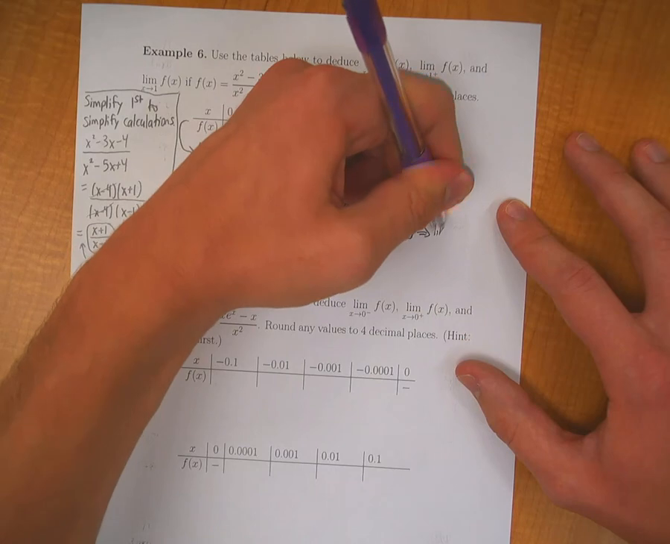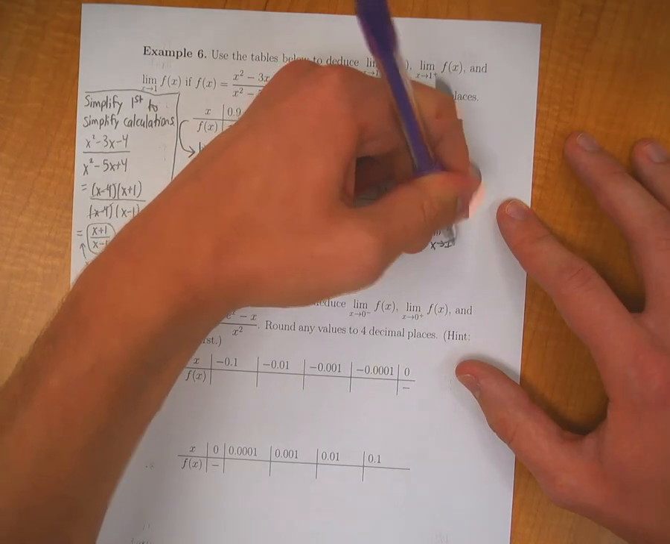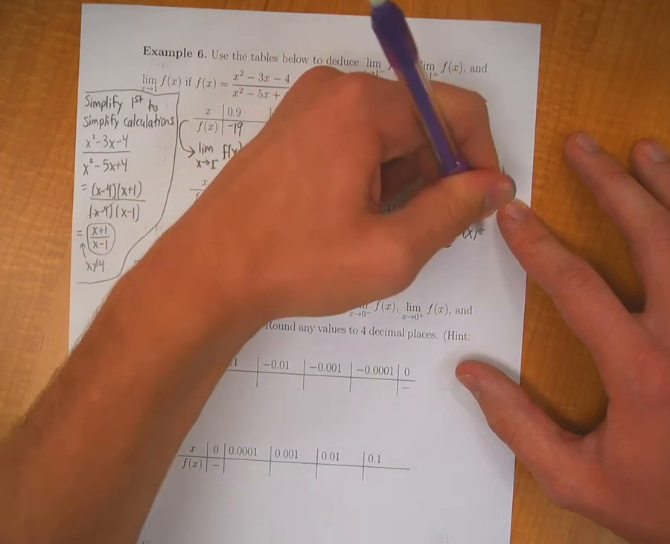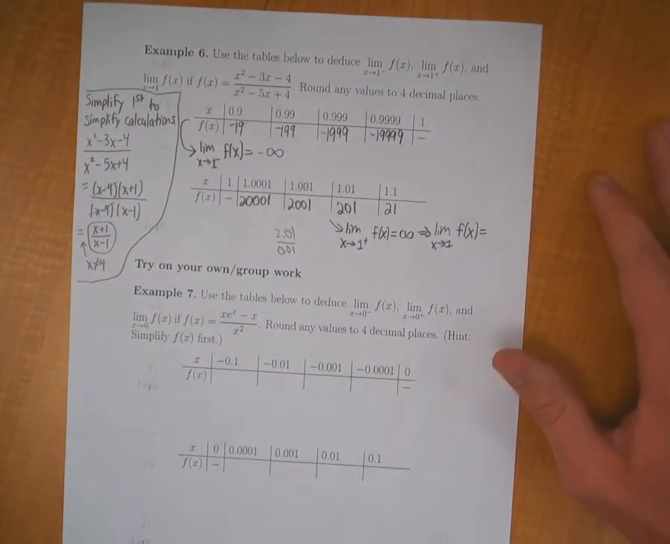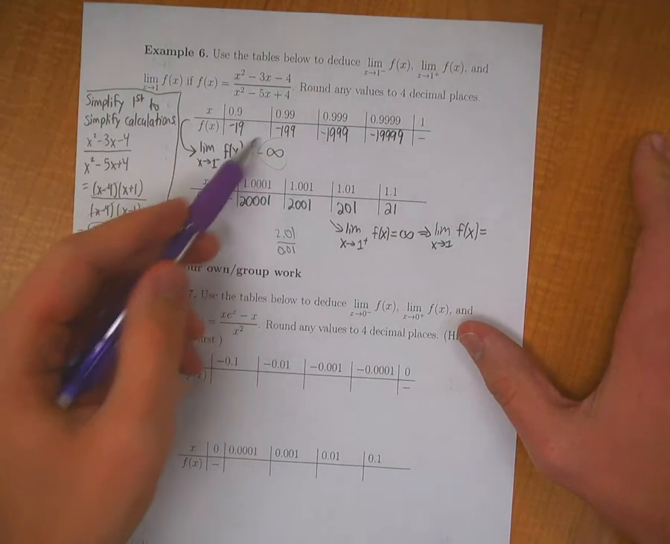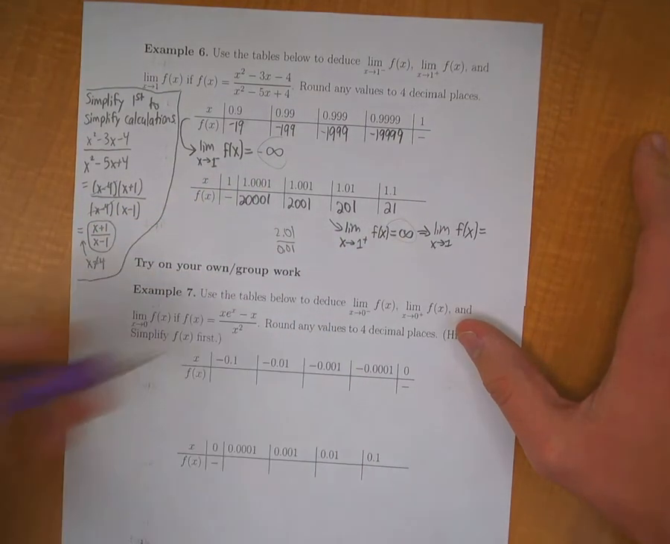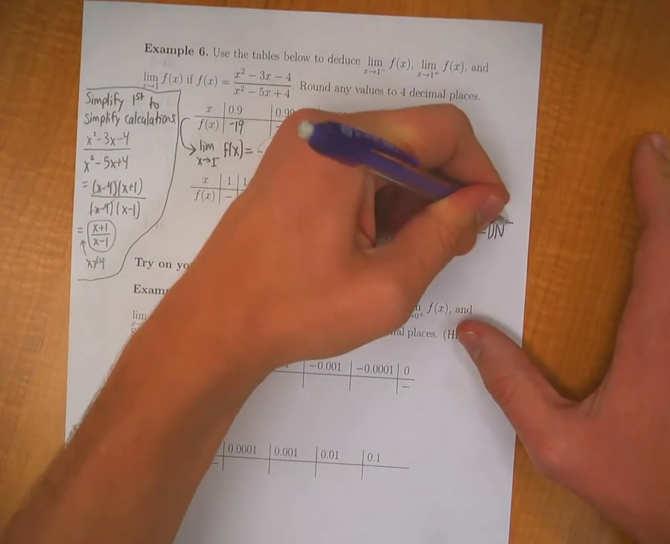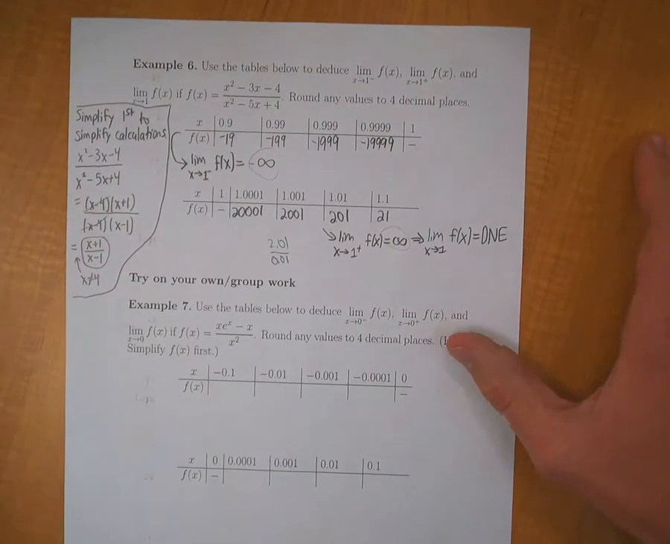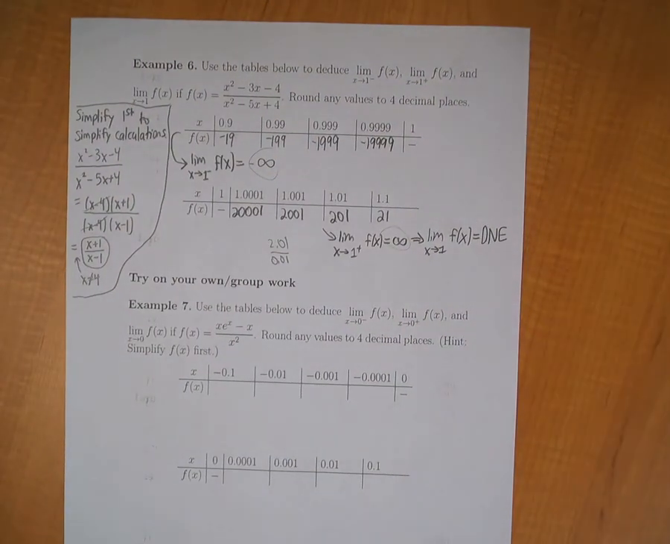So that would tell you that the two-sided limit would be, what would that be? Yeah, it doesn't exist, right? Because these two limits are not the same. So the most you can say about the two-sided limit is that it just doesn't exist. Any questions on that?